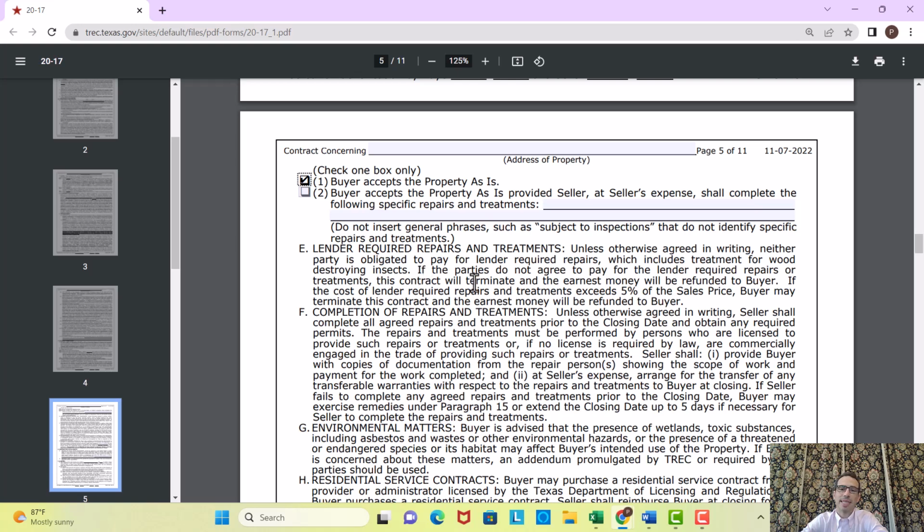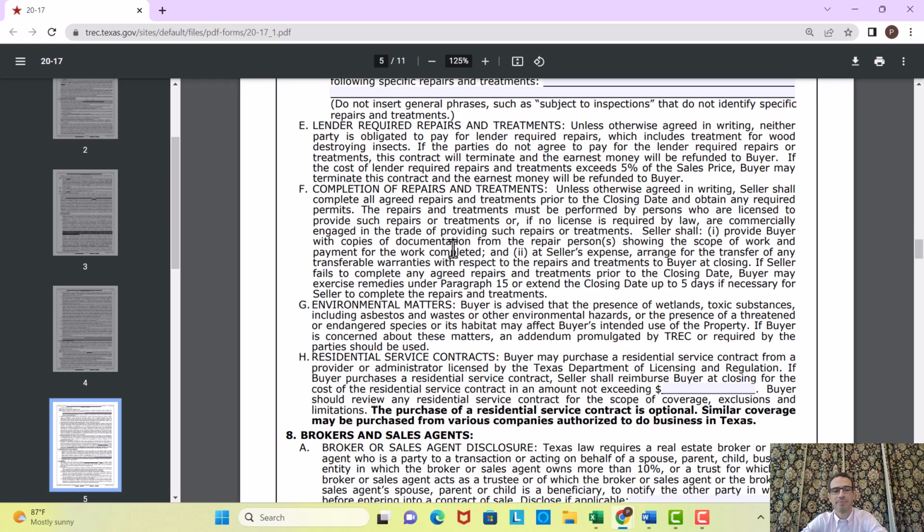Some people get confused. That doesn't mean that the buyer can't have an inspection. The buyer can't later ask for repairs to be done, but normally you see buyer accepts the property as is. But don't take that to mean really much of anything.